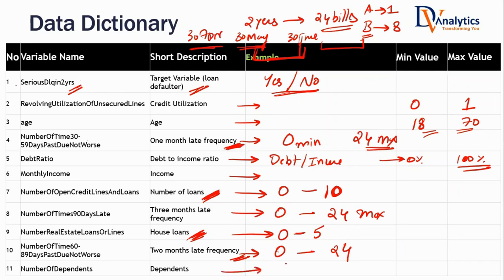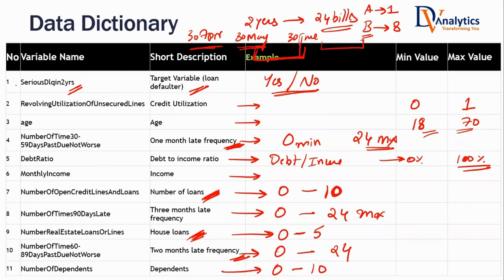Number of dependents. How much will be the minimum? 0. Maximum? 3, 4, 5, 6. Maybe if you have a very big family, 10. Are you clear on all these variables without any doubt? Do you think all these are good factors that will influence whether the customer is good or bad? Somewhat they're all connected, isn't it?